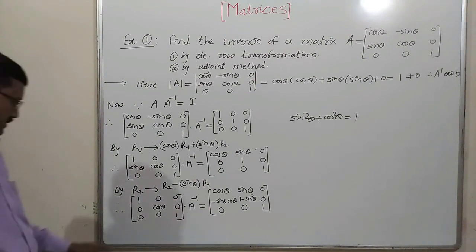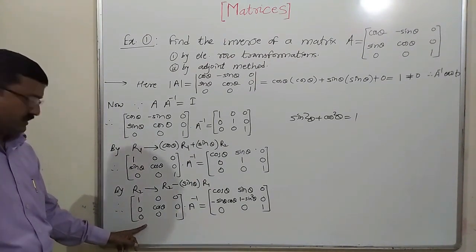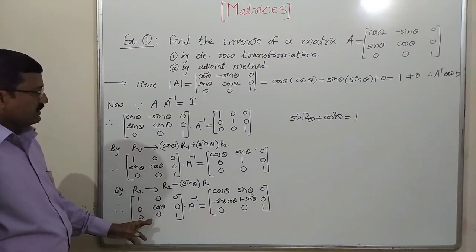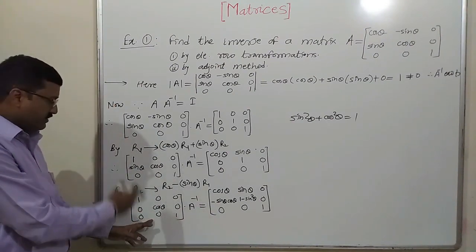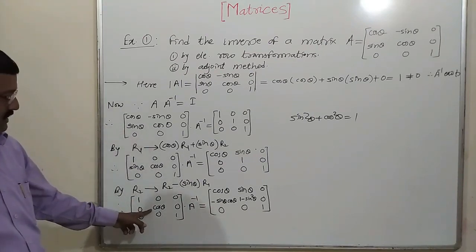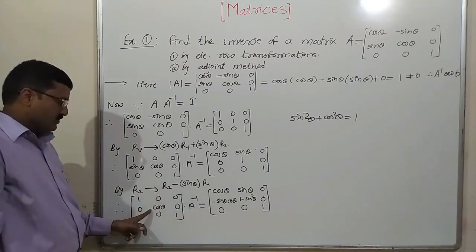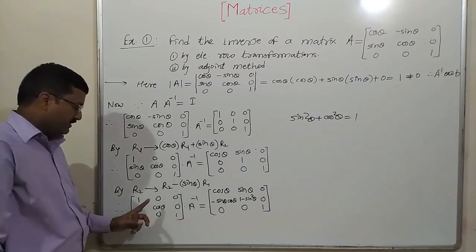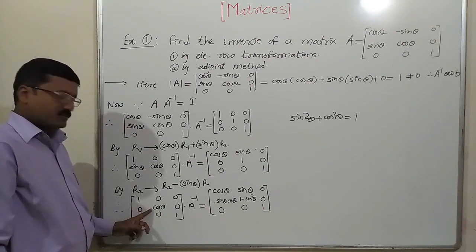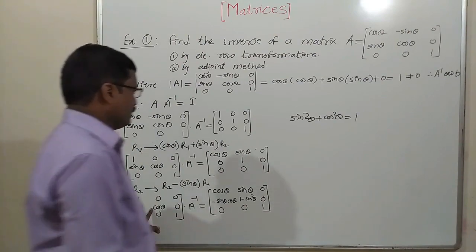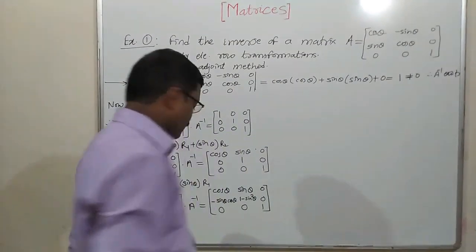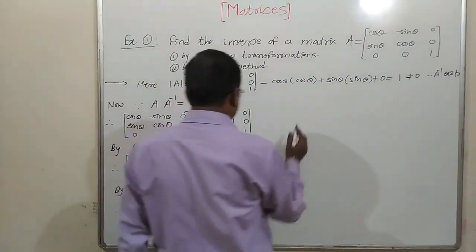Now what to do? Now our first column is 1, 0, 0 here. Now we will move towards the second column. As we are using row transformations, we observe columns. So in the second column, we need 1 at this position, second row, second column position. But cos theta is there. So we have only one option, that we can divide this row by cos theta. So divide this r2 by cos theta. It means the operation is 1 upon cos theta into r2.